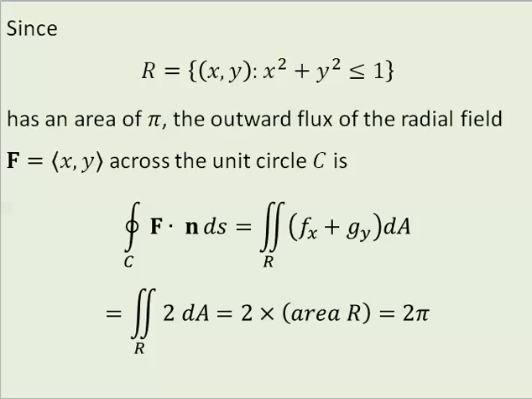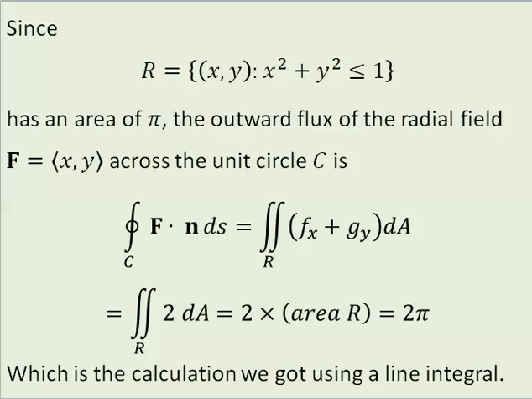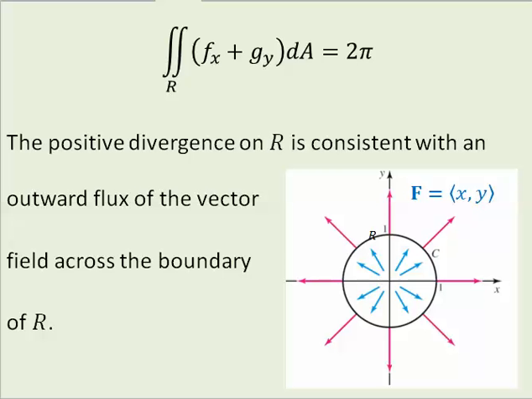So the outward flux of the radial field across the unit circle is just going to be the double integral of 2 over our region, which is just the interior of a circle of radius 1. So the outward flux is 2 pi. And this is the calculation we got using line integrals. The positive divergence on our region is consistent with an outward flux of the vector field across the boundary of our region.